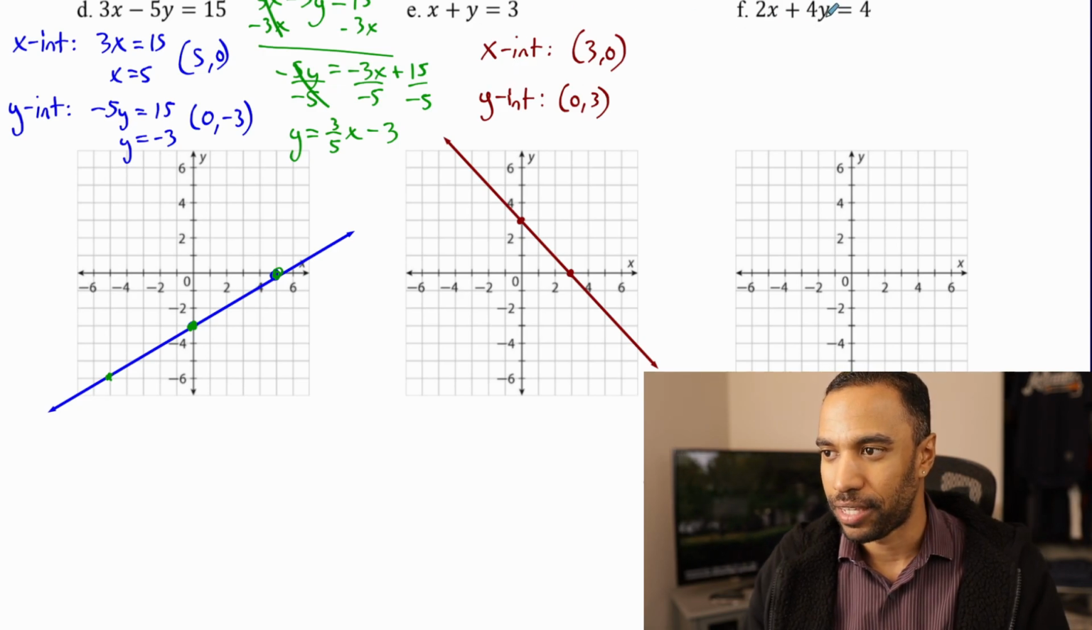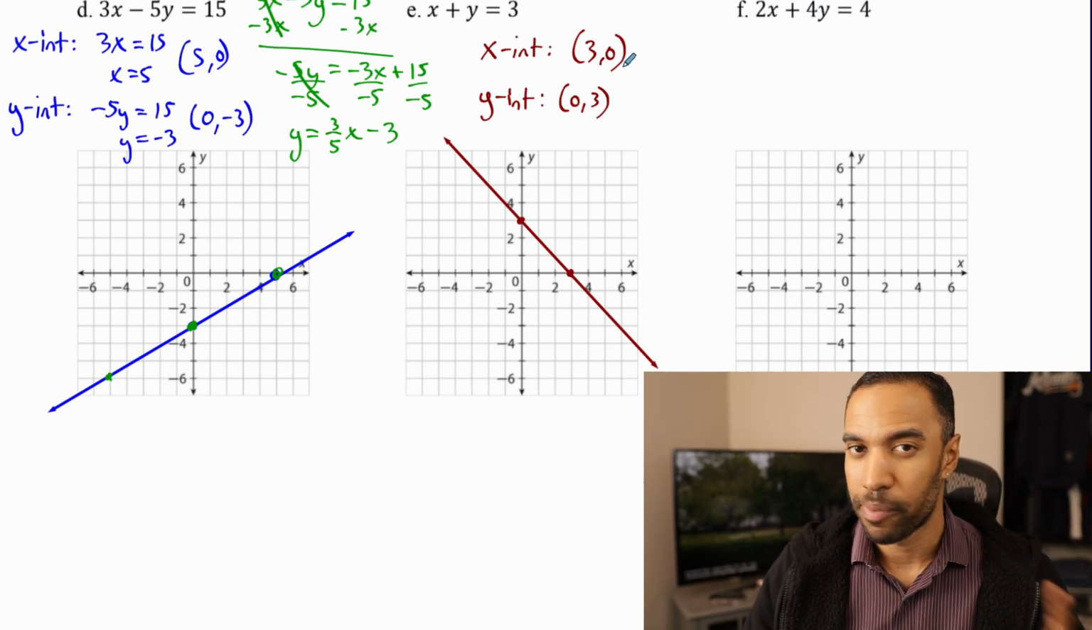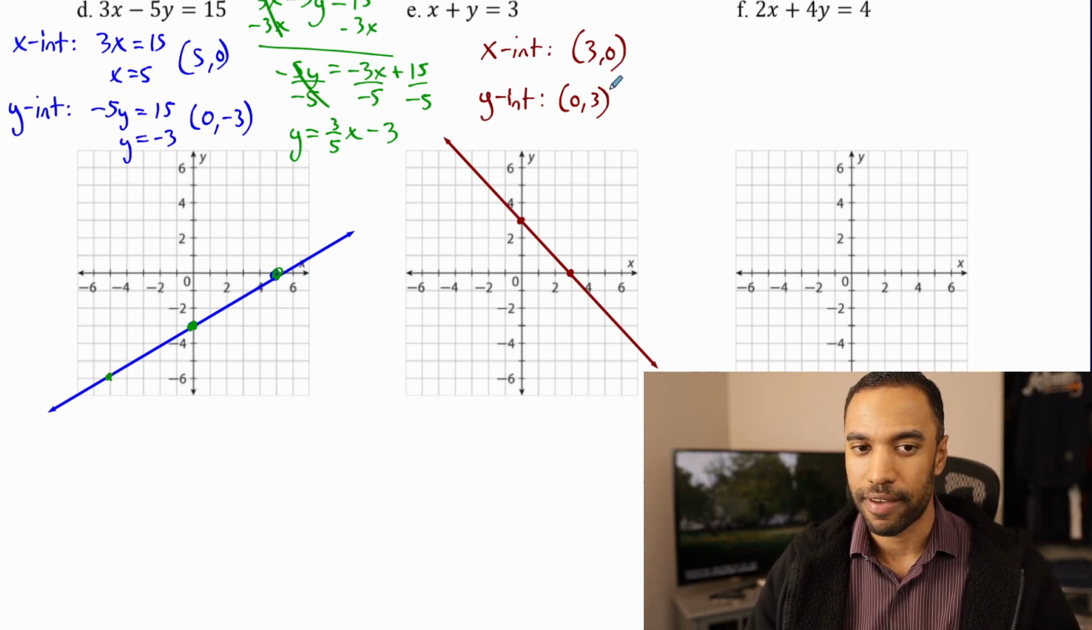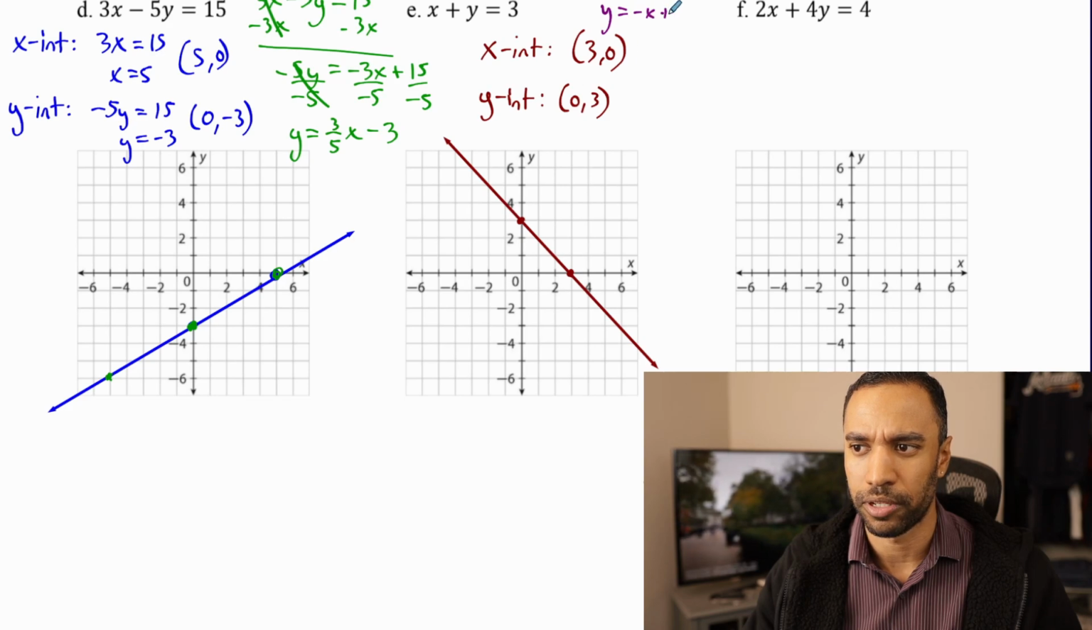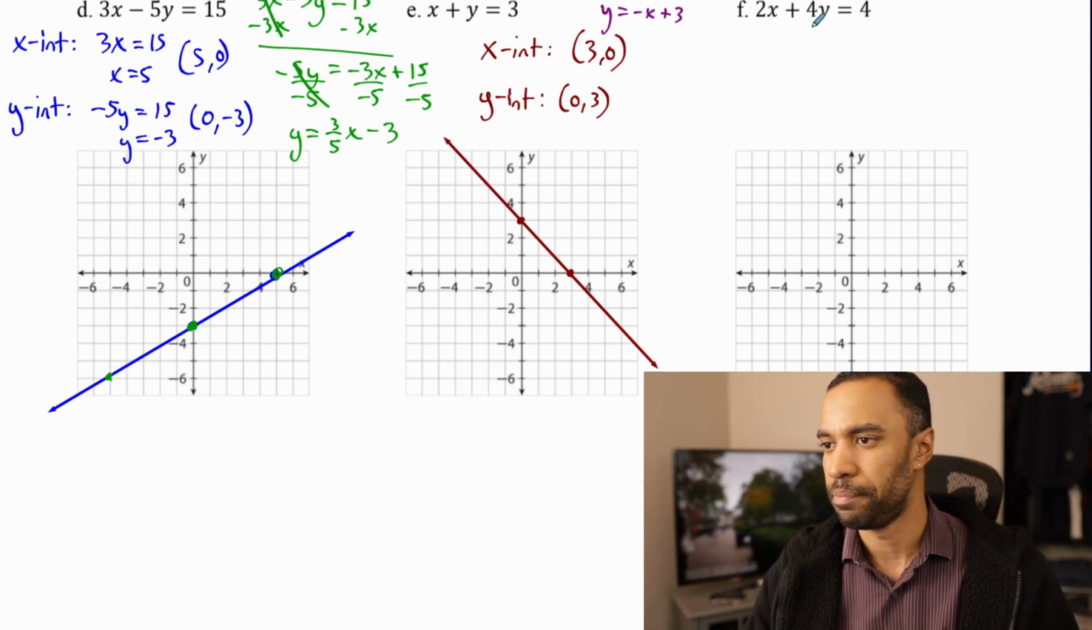Okay, letter F here. This time I'm going to give you the intercepts, but I want to say it mentally to show you that it is a fast process. By the way, I didn't rewrite this in slope-intercept form. This would have been y equals negative x plus 3. See if you can confirm that on E.